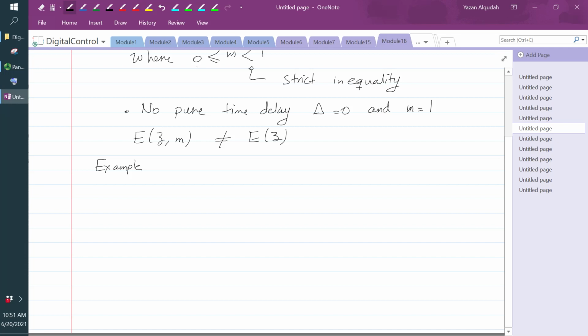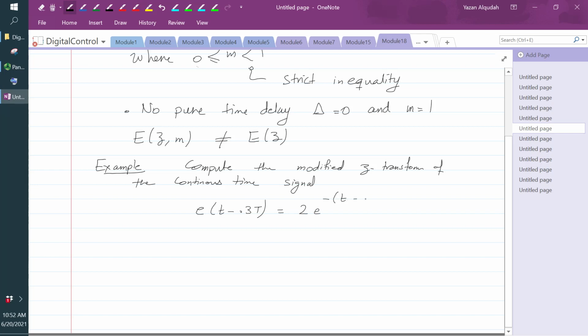So as an example, we're going to compute the modified Z transform of the continuous time signal, and this signal is e of t equal to 2e to negative (t minus 0.3) multiplied by the unit step function of (t minus 0.3).